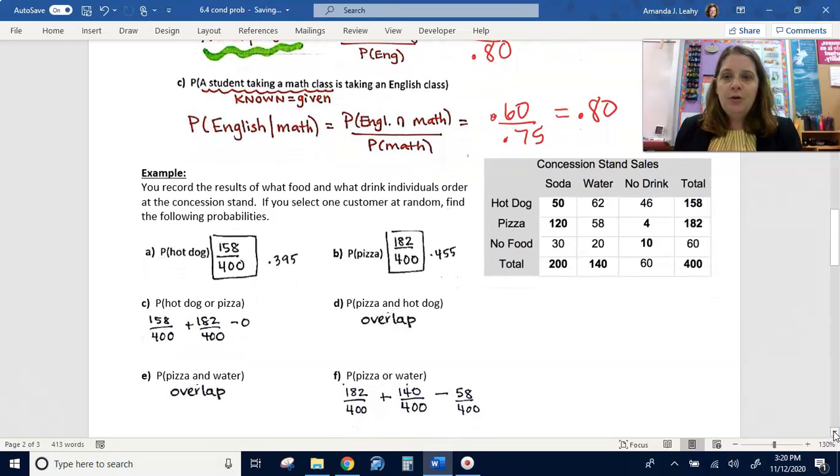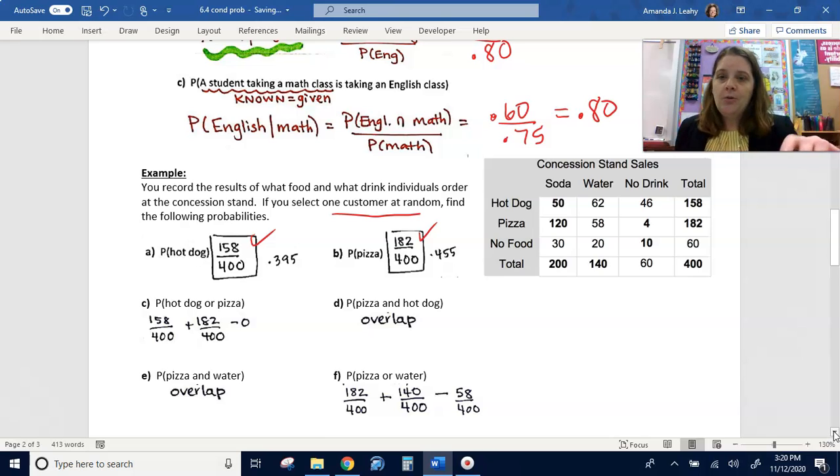So it says, you record the results of what food and what drink individuals order from the concession stand. If you select one customer at random, find the following probabilities. All right, so here goes. What is the probability that someone likes a hot dog? Okay, now notice that we're selecting one customer at random. There's nothing special about this. This is just like yesterday. So out of our 400 customers, it looks like there's 158 who like hot dogs. And pizza, I look up pizza here. There's 182 out of the 400 that like pizza.